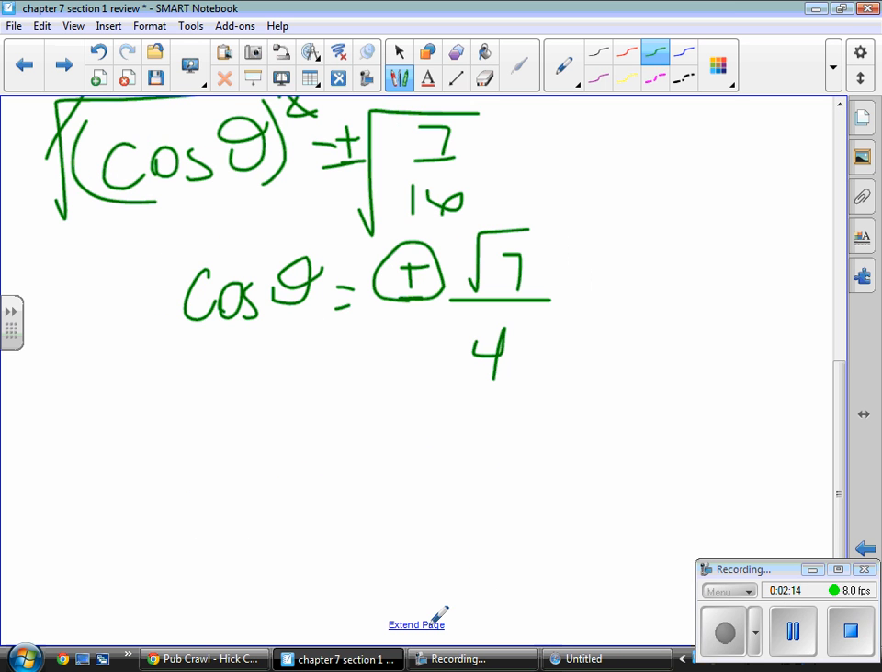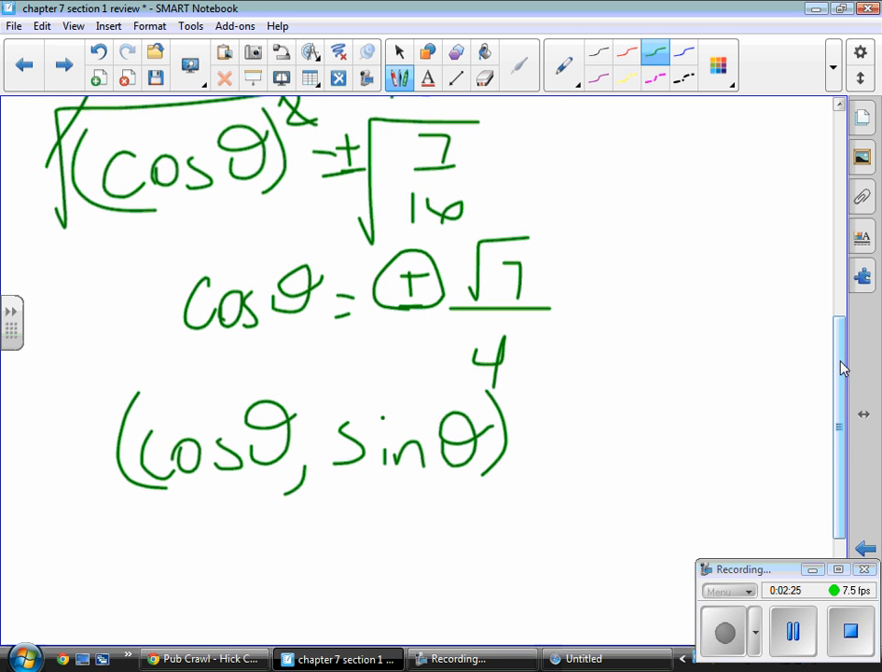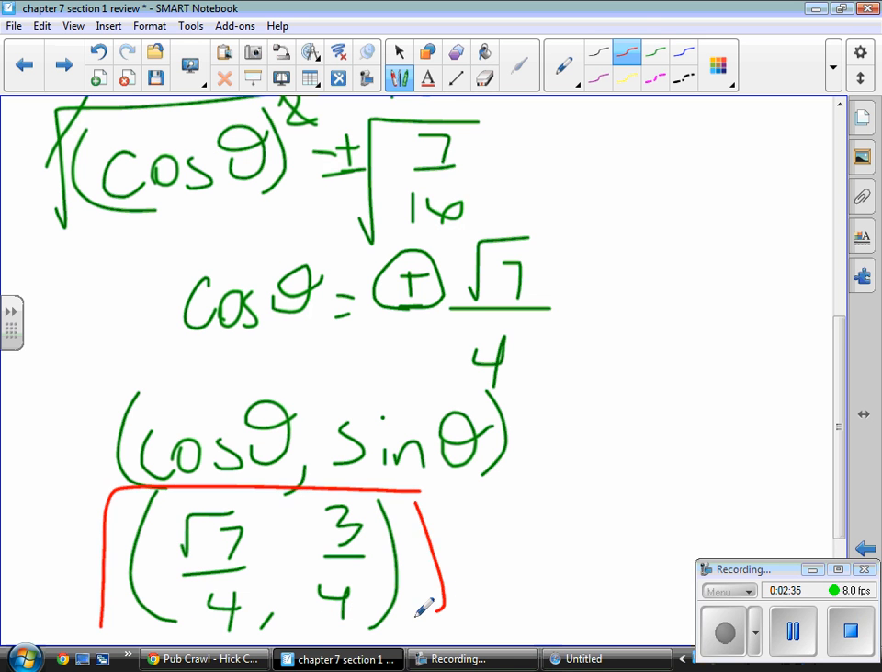So my coordinates are cosine of the angle, my x-coordinate, and sine of the angle, the y-coordinate. Cosine, we just found, was radical 7 over 4. Sine was given in the problem, which is 3/4. So that would be my exact coordinates for a point whose sine is 3/4.